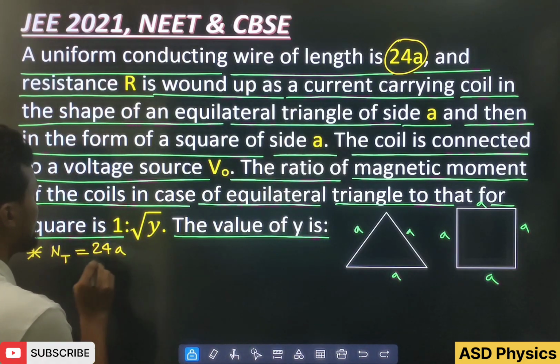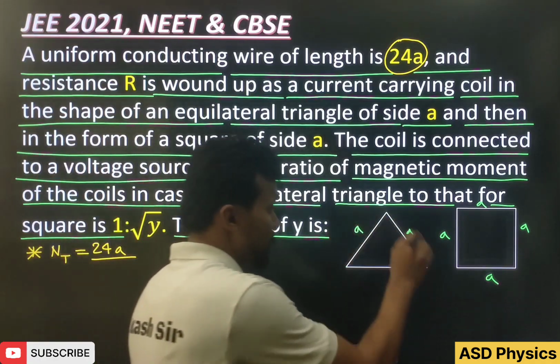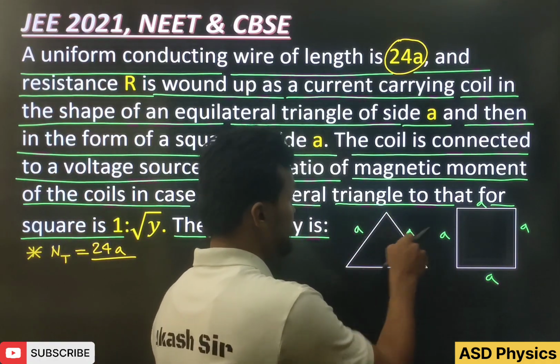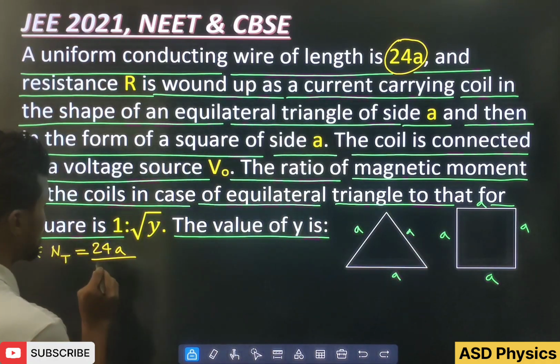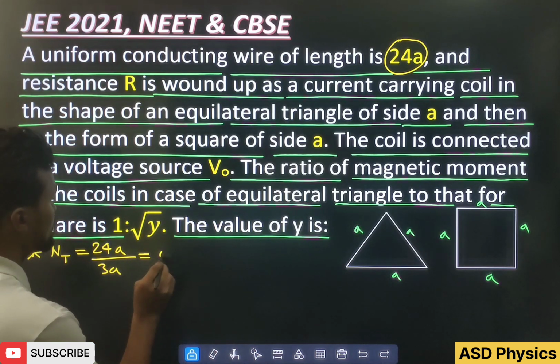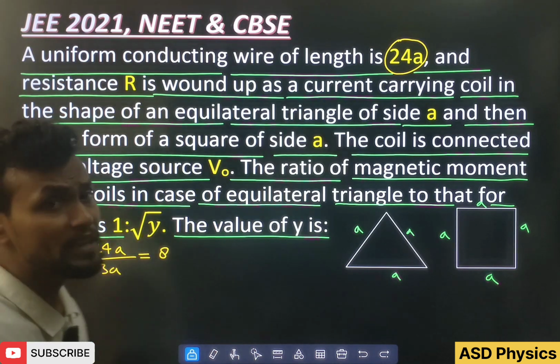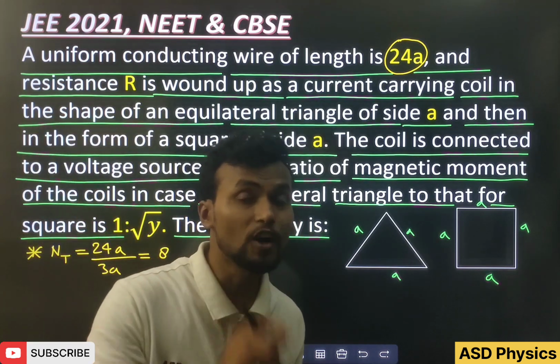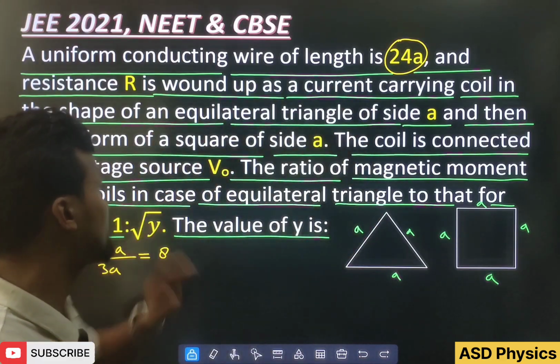24A. Okay, and each turn is having how much length? 3A, is it? So how many turns will come for the triangle? Total number of 8 turns will be there. One turn, how much length? 3A, and total length of the wire? 24A.